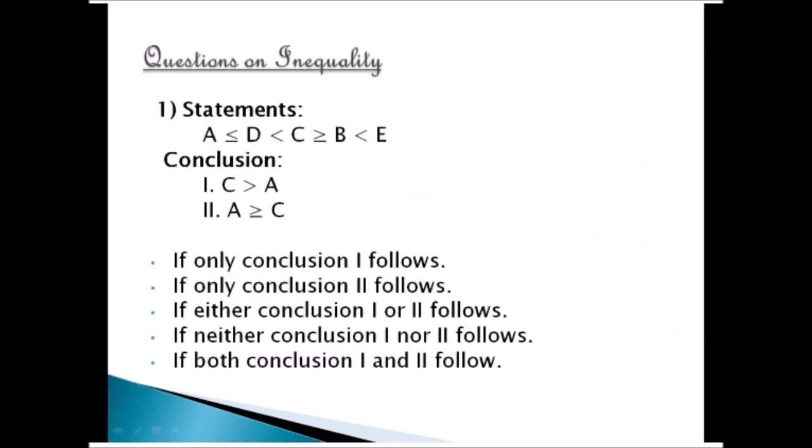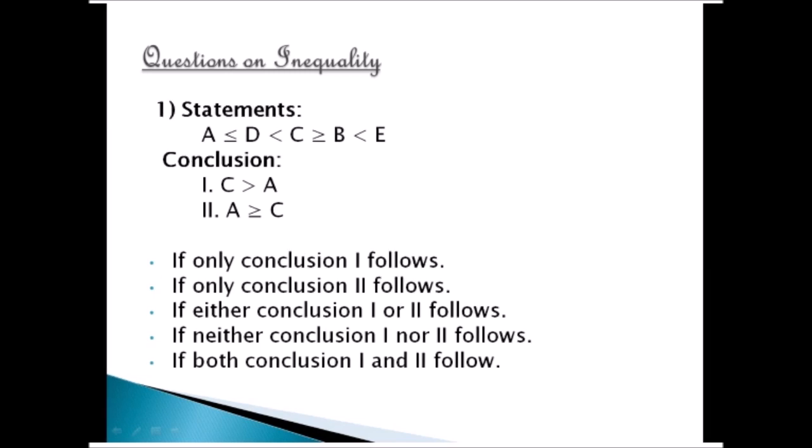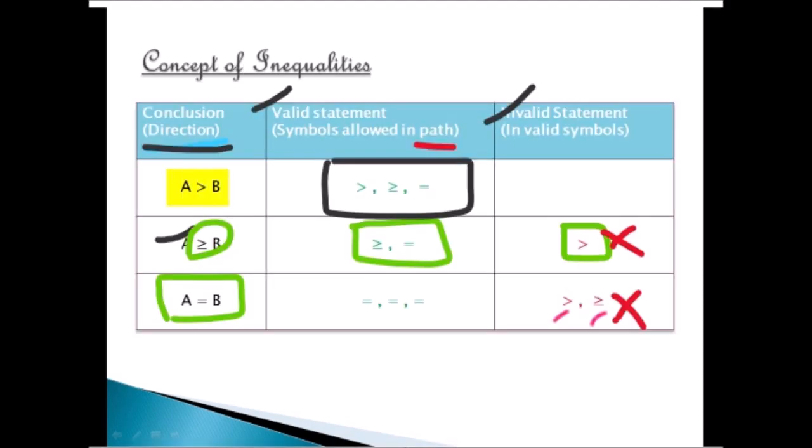So in question first, as we discussed, the conclusion is C to A. So I can move from C to D and then D to A. Now I have to check the sign. If this sign is there, then these three symbols are valid.